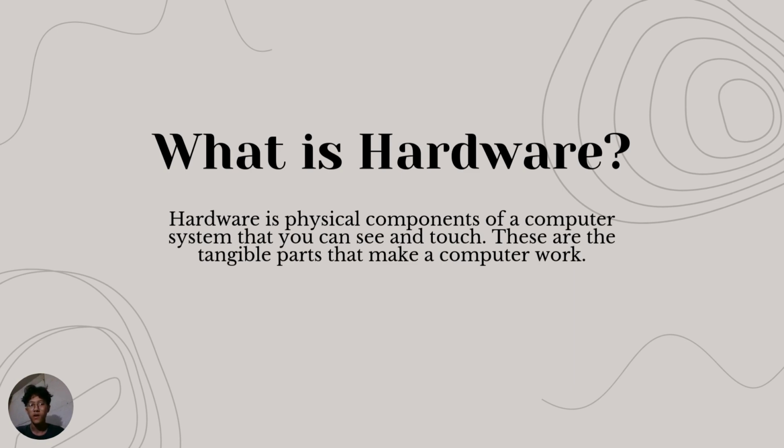Okay, computer hardware. Let's now talk about the second topic, which is computer hardware. What is hardware? Hardware refers to the physical components of a computer that we can see and touch. This includes devices like keyboard, screen, and the internal parts like the CPU.